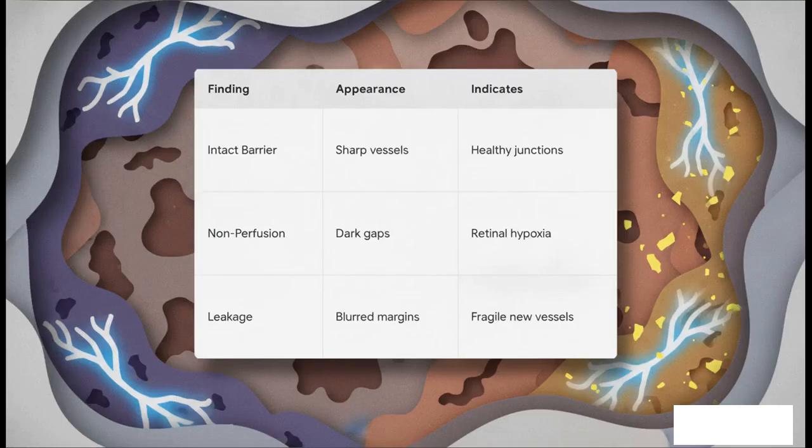By watching this flow, we aren't just looking at a static anatomy picture. We are dynamically stress testing the plumbing. If the vessels are sharply defined and the retina around them is dark, awesome. The blood retinal barrier is healthy. The tight junctions are working.